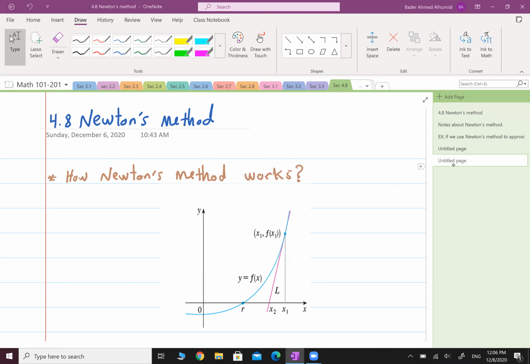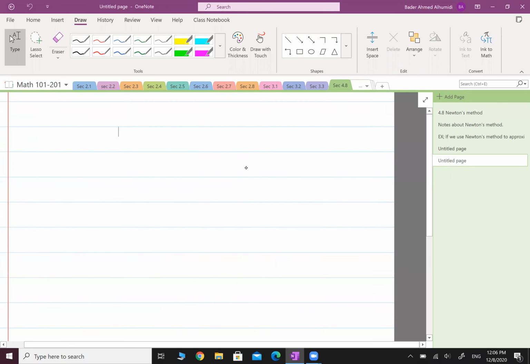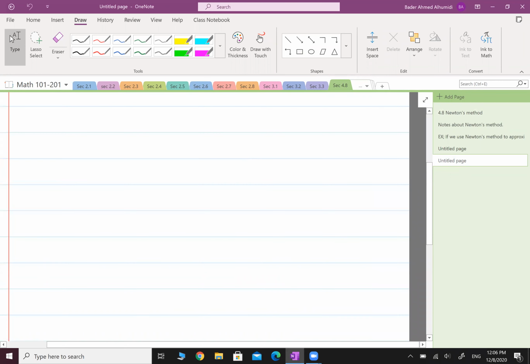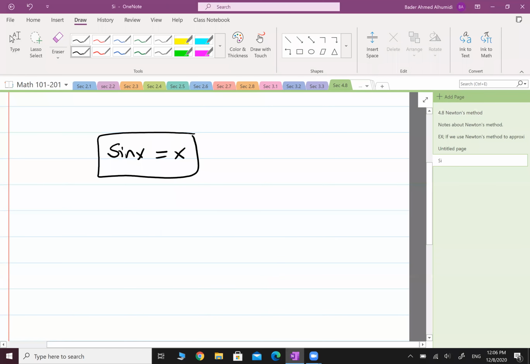For example, if I say sine x equals x, and I know there is a solution for this equation, I can prove it by the intermediate value theorem. But how do we find it? Algebraically, it is not easy, or it is even impossible to find the root exactly.